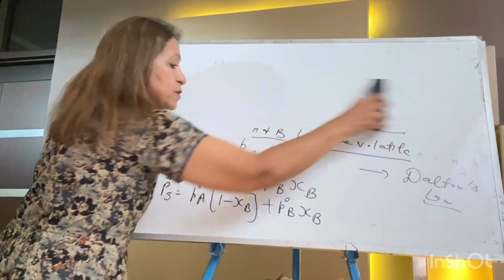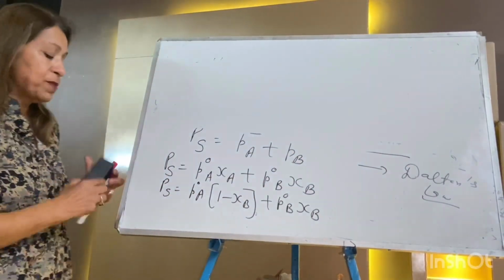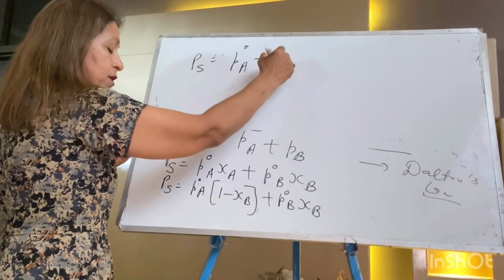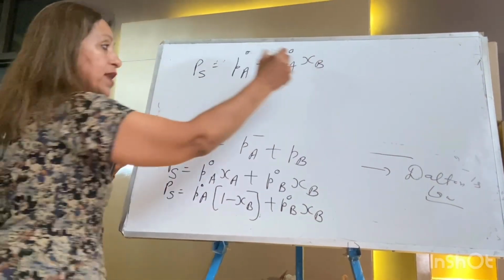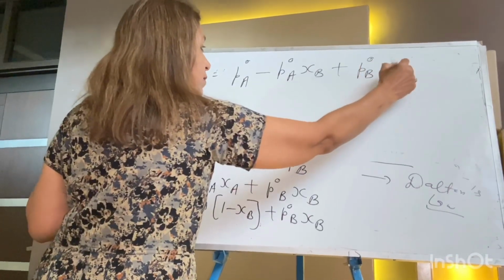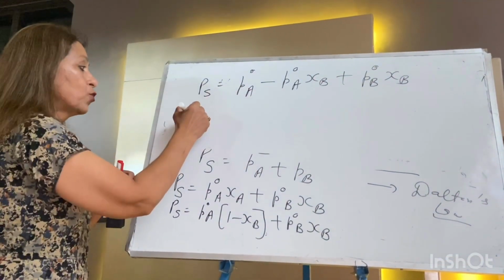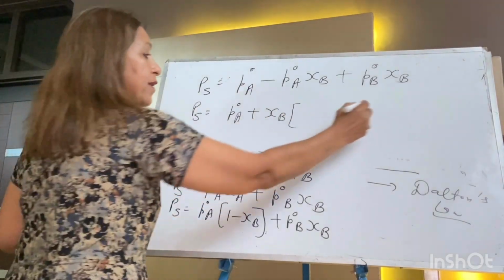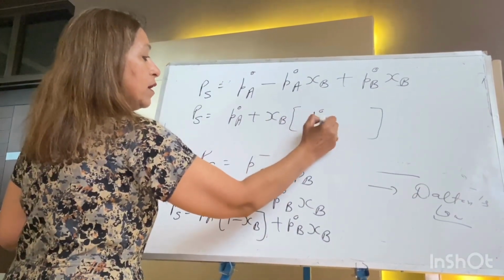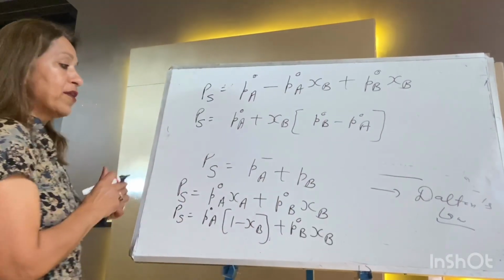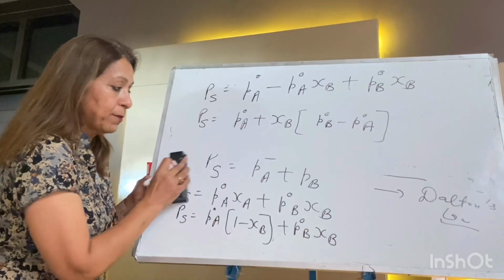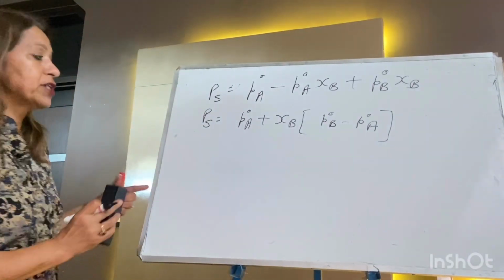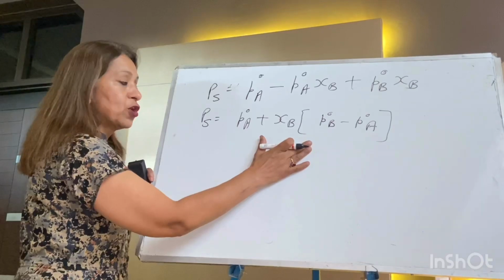PS is equal to PA plus PB. Now open this bracket. PS is equal to P naught A minus P naught A XB plus P naught B XB. Now take XB common, so PS is equal to P naught A plus XB, and inside the bracket will come P naught B minus P naught A. You can write this. This is the final answer. When both components are volatile, PS is equal to P naught A plus XB times (P naught B minus P naught A). This is the final answer of this Raoult's law.